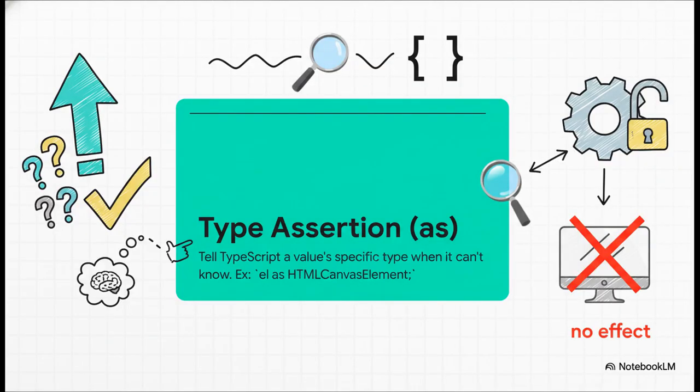A type assertion is basically you looking at the compiler and saying, hey, trust me, I know what I'm doing here. When you do a getElementById, TypeScript just knows it gets back some kind of HTML element. By using "as HTMLCanvasElement" you're telling it, I know for a fact this is a canvas element. Just remember, this is a message to the compiler. It doesn't change your code when it runs, so you'd better be right.